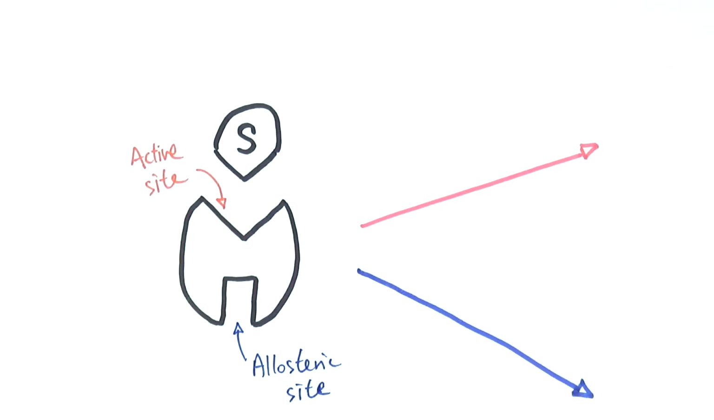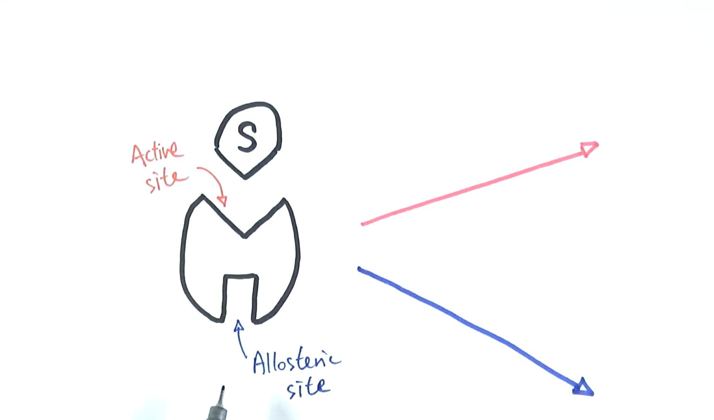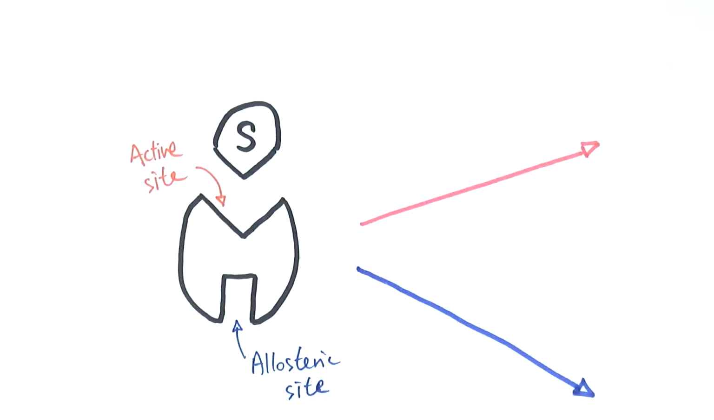The other one, below it, is called the allosteric site. The allosteric site is a part of the enzyme that is not the active site, so it's not where the substrate binds, but it's a place where other chemicals could potentially bind. So these are two different places, and two different types of inhibitors bind to these two different sites on the enzyme to inhibit the enzyme action.